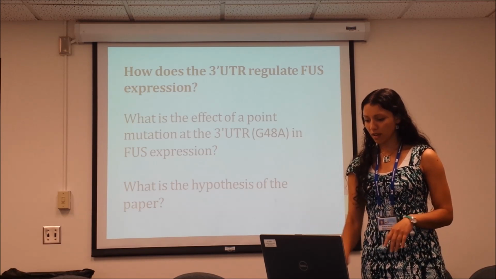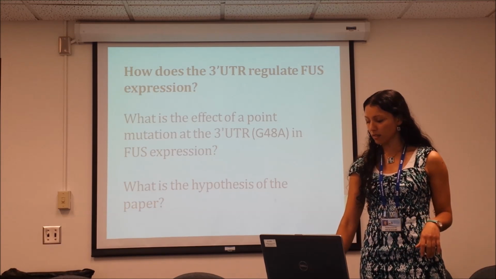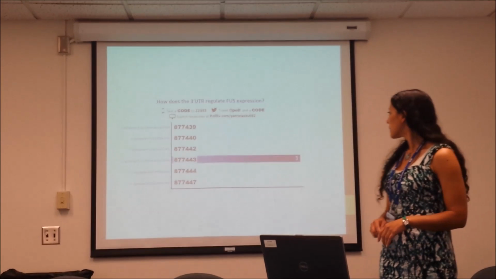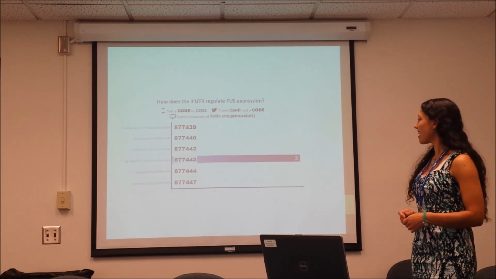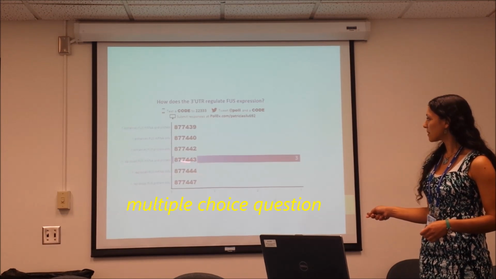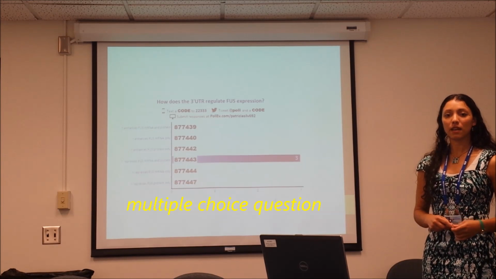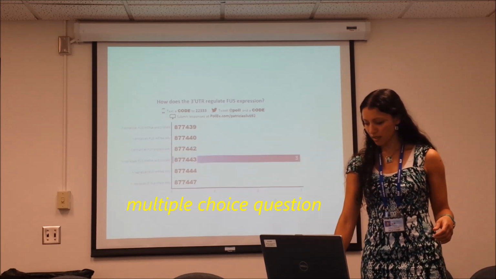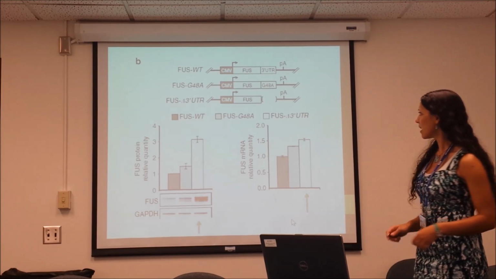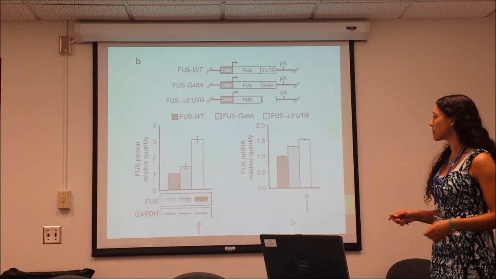For how the 3' UTR regulates FUS expression, the 3 groups of this class responded the same. That is, it represses FUS mRNA and protein. So let's see how we see that in the paper.